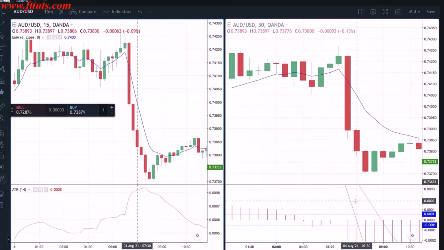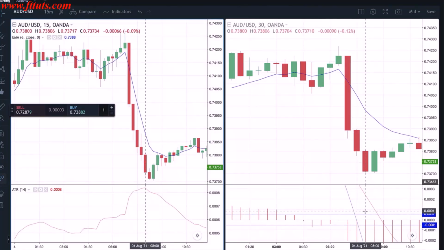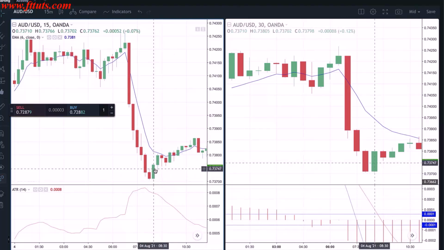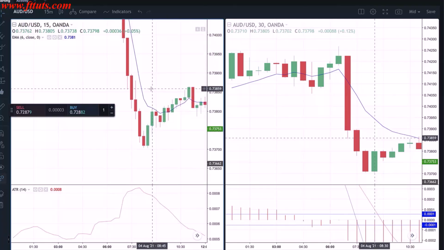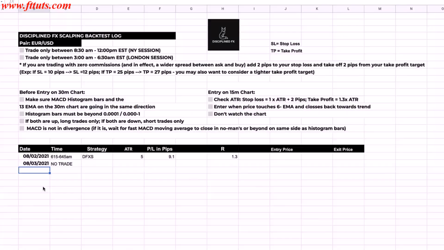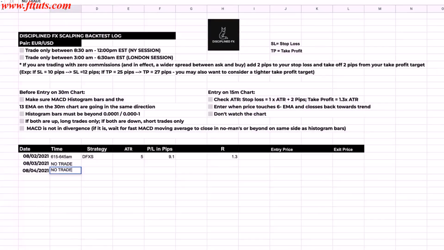So same thing, the MACD histogram and the fast MA line don't end up on the same side, or at least in no man's land, until 7:30. So starting 8 o'clock, we could look for setups on the 15. And again, no trade. We closed by 9, so 8:45 is the last candle to give a signal. So another no trade. Alright, let's try this again. Maybe we can get one more.